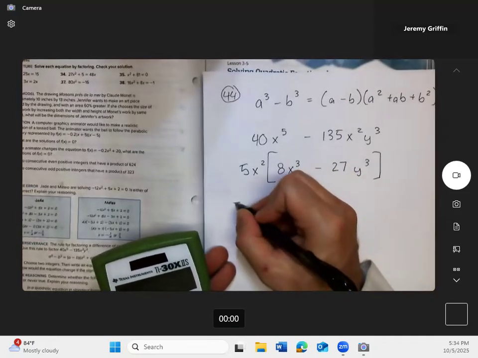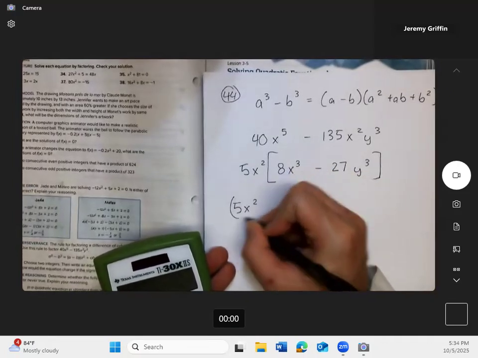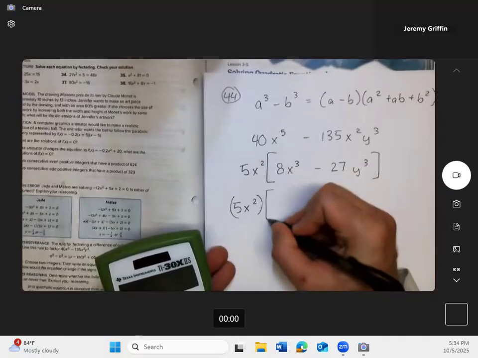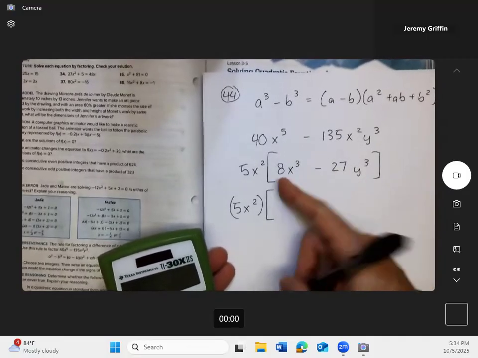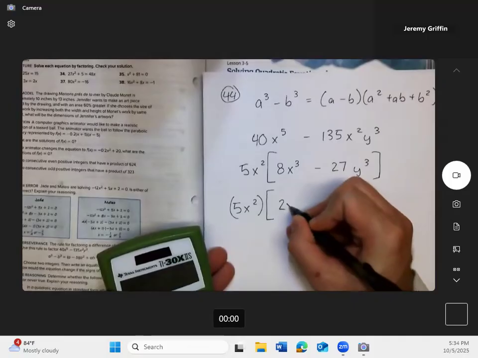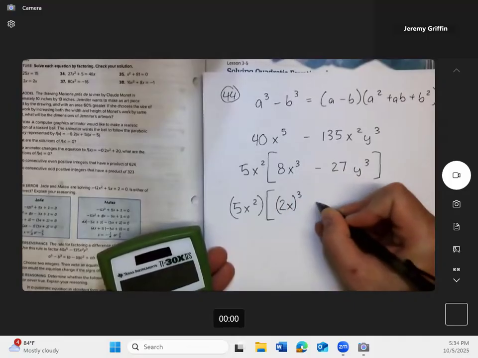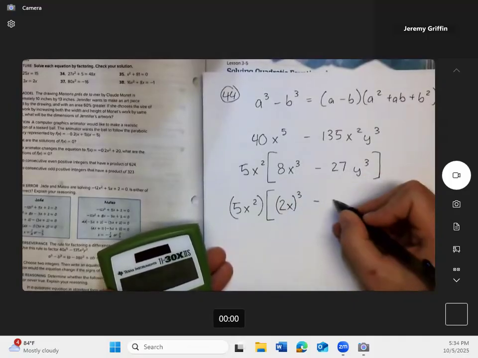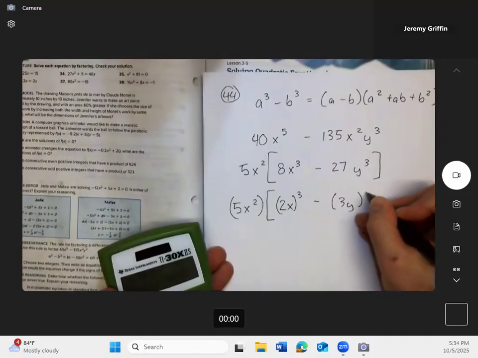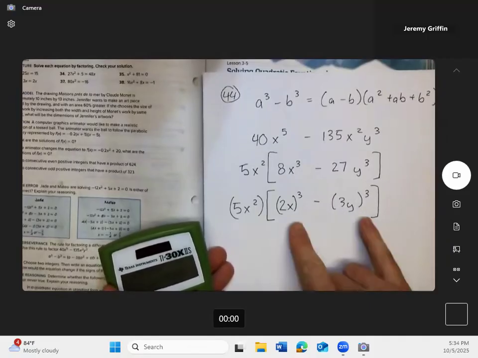Because guys, this is the same thing as, okay, so I got my 5x squared. I just pulled that out. Okay. And then in brackets here, guys, 8 is 2 to the power of 3. So it's like (2x) to the power of 3. And then 27 is 3 to the 3. So it's like (3y) to the power of 3. Now I have a difference of cubes.